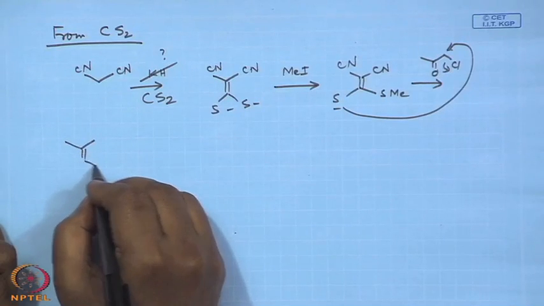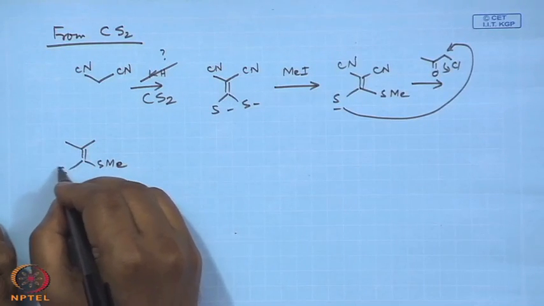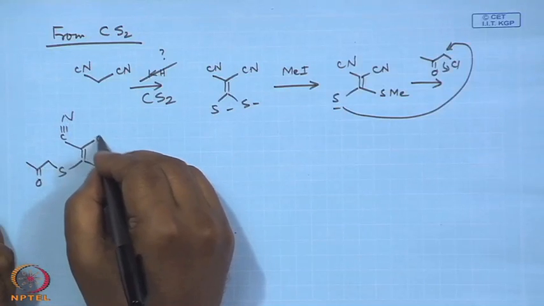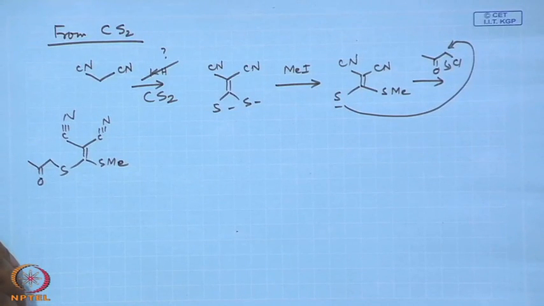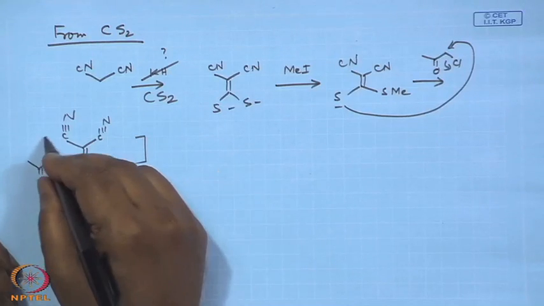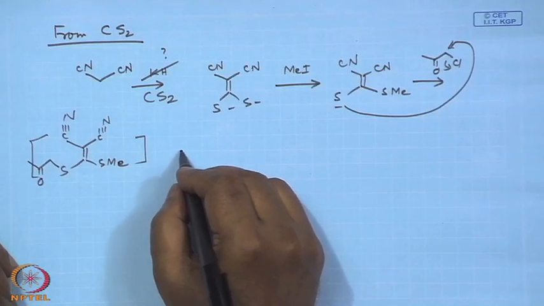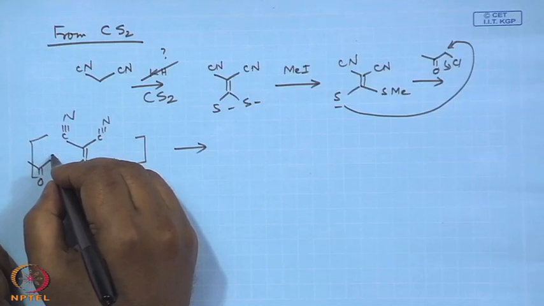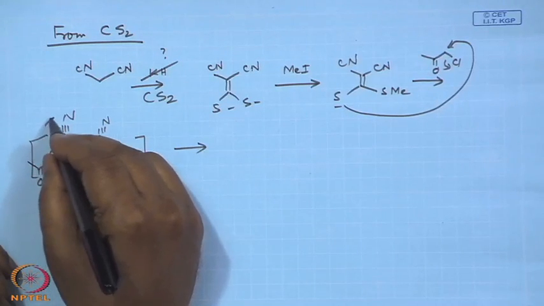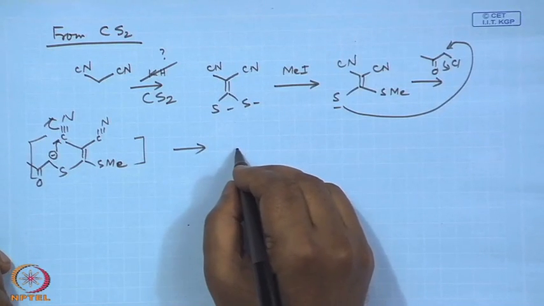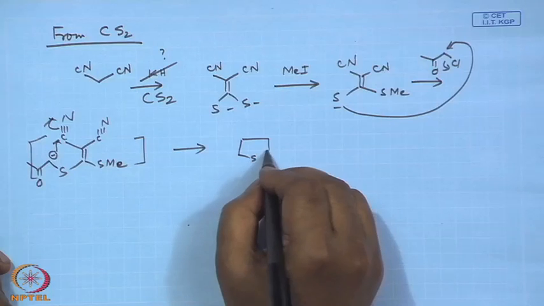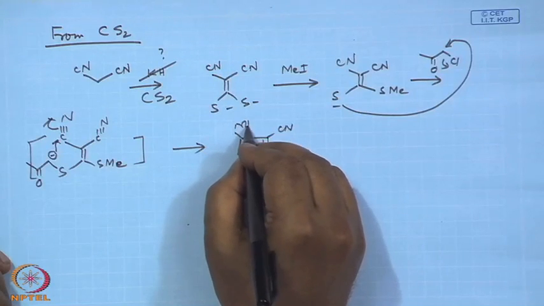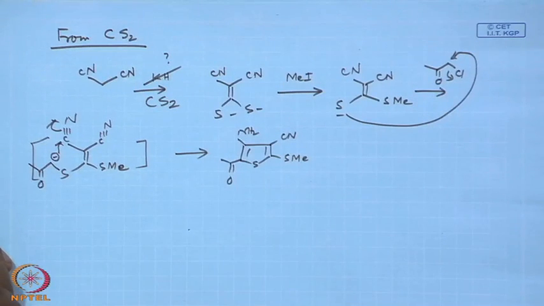So, what you will expect then is SMe and then one sulfur, then this is the acetone part, and this is cyano and this is cyano. Of course, once you have this, then what next? This is done in basic conditions, an anion would be formed, then this cyanide would undergo the reaction. Eventually after all this tautomerization, isomerization, you will get this SMe here and a 3-aminothiophene with an acetyl side chain.